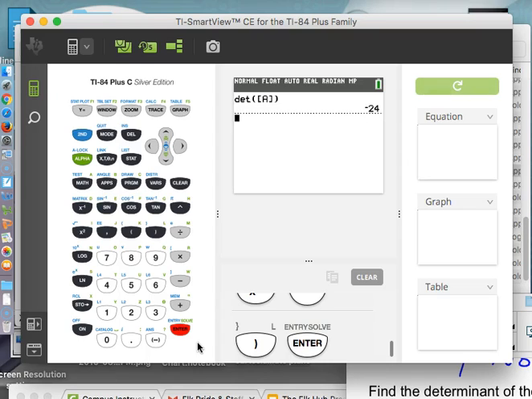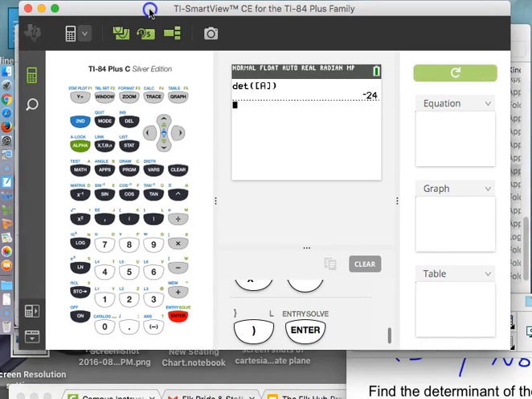Do you want to know how to do the determinant by hand for a 3x3? No? All right, maybe I'll do that after I get done with the rest of the lesson, huh?